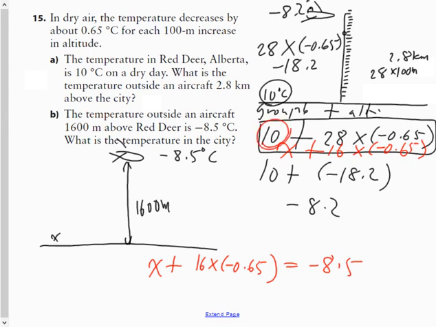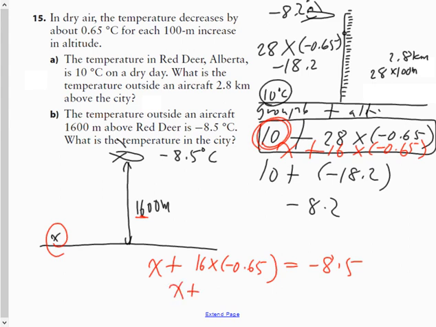So we're just taking this temperature here, which we didn't know, because before it told us the ground temperature of 10 degrees. Here, it says, what is it? So I'm going to replace it with the variable x. Instead of 28 increments, since it's 1,600 meters above the ground, it's going to be 16 times the change in temperature. And it tells us the temperature in the plane. So we're going to simplify this.